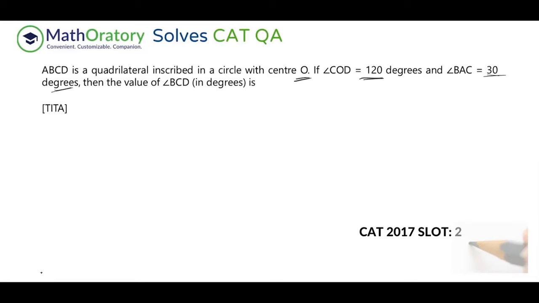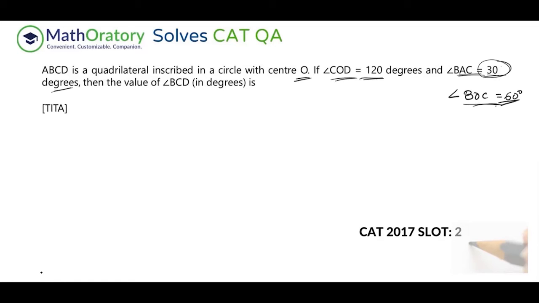Okay, so as soon as I know that BAC is subtending 30 degrees on the circumference, I know that angle BOC, the BC arc subtending at the center, should be 60 degrees, right? I hope you know this property. This is a very useful property. I have derived it in our classes. I'm not going to derive it here. So you know that BOC is 60 degrees and COD is 120 degrees.